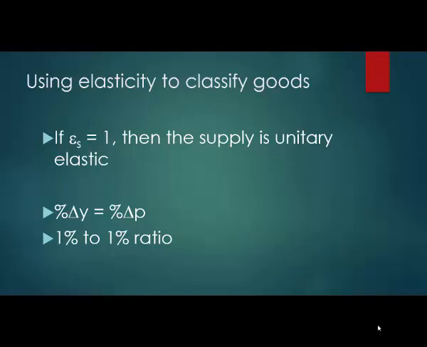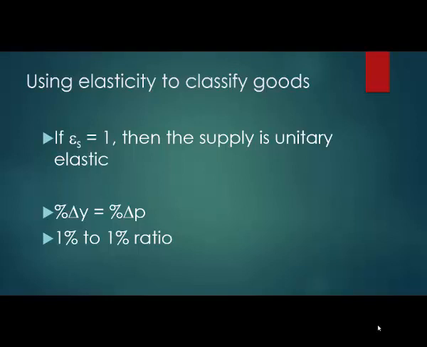The final way we can break goods down using the elasticity of supply is right here. If the elasticity of supply is equal to 1, then supply is unitary elastic. In that case, the percent change in Y is equal to the percent change in P. So there's a 1-to-1 ratio expressed as percentage in this case. So if the price were to change by 5%, the output changes by 5%. If the price changes by 10%, the output changes by 10%.